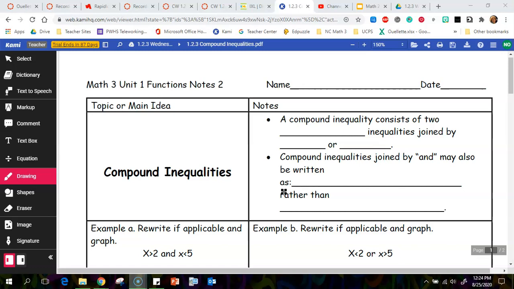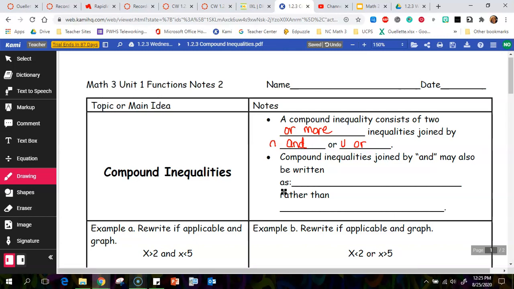So a compound inequality consists of two or more inequalities joined by and, the word and, or the word or. Now, there's also symbols that go with that. The word and has the symbol that looks like this, so it's that U upside down. The word or has the symbol that looks like this. So if you see this symbol right here, you're going to say and. If you see this symbol right here, you're going to say or.